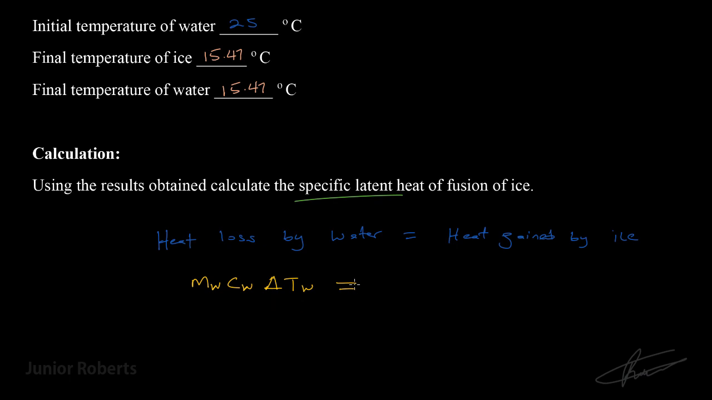So we're going to have the mass of the ice multiplied by the latent heat of fusion of ice, plus whatever heat energy we use to raise the temperature of the ice, which is now melted. So we're going to have the mass of the melted ice multiplied by the specific heat capacity of the melted ice, which is water, multiplied by the change in temperature of the melted ice. So we're going to have delta T.